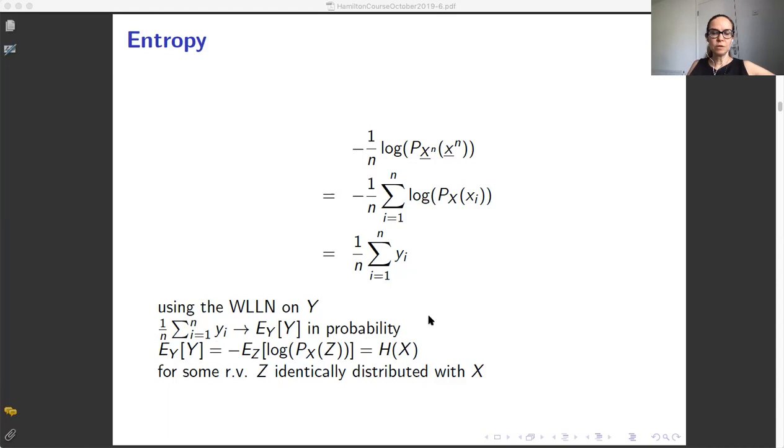And so I have that the expectation of y, this new random variable, is going in probability to h of x. Okay, so the probability that h of x is different by more than some epsilon from the sum of one over n, i from one to n, of y_i, that the probability that the difference is more than some epsilon is going down to zero with n. Okay, so basically, the two values are getting arbitrarily close together as n grows.